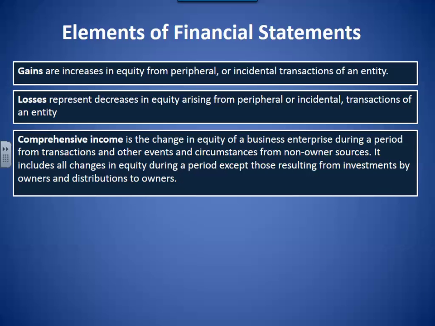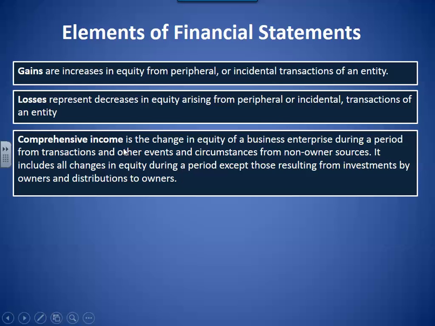Okay, we go on to the last 3 elements. The first one is gain or gains, and these are increases in equity from some peripheral or incidental transaction of the entity. We have the opposite of the gain, and that's losses, which represent decreases in equity arising from peripheral or incidental transactions of an entity.